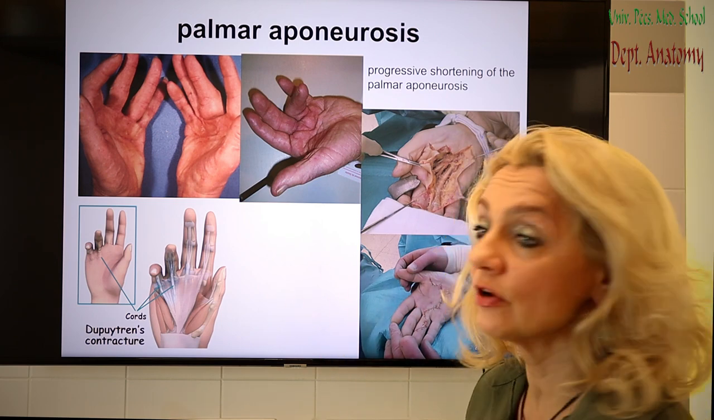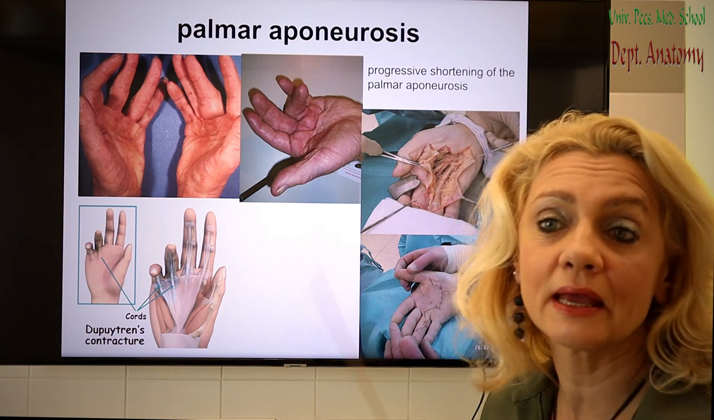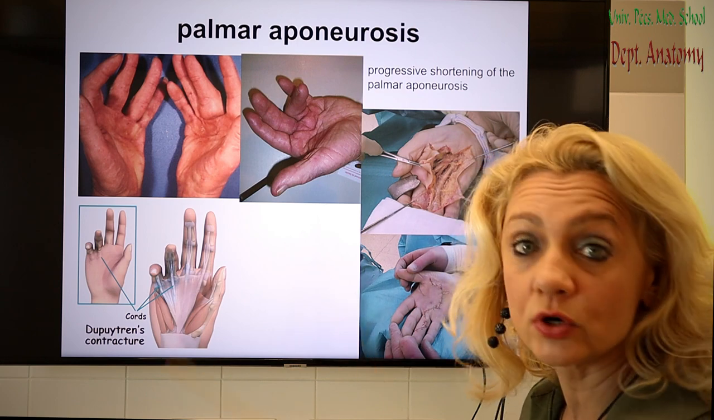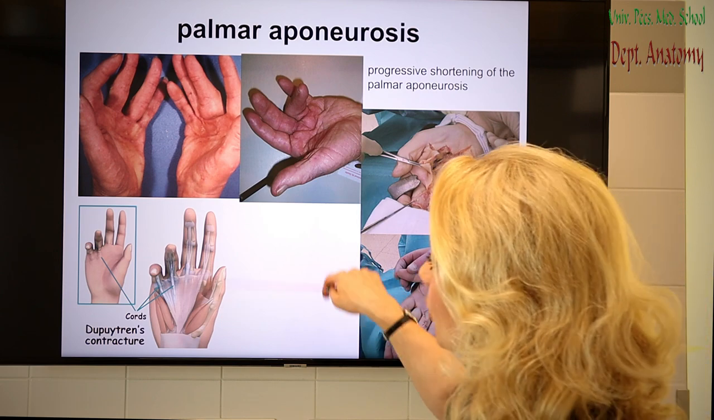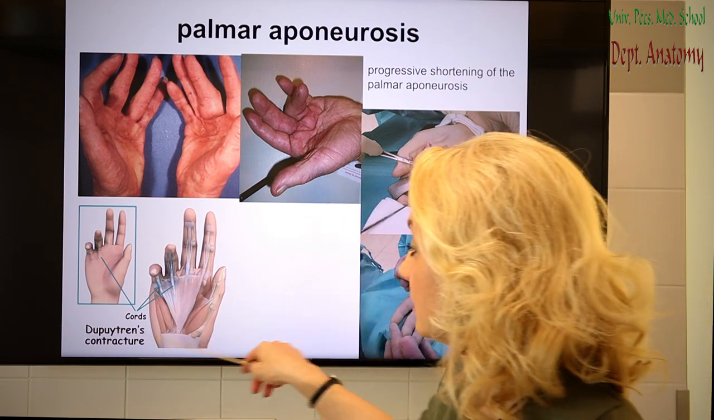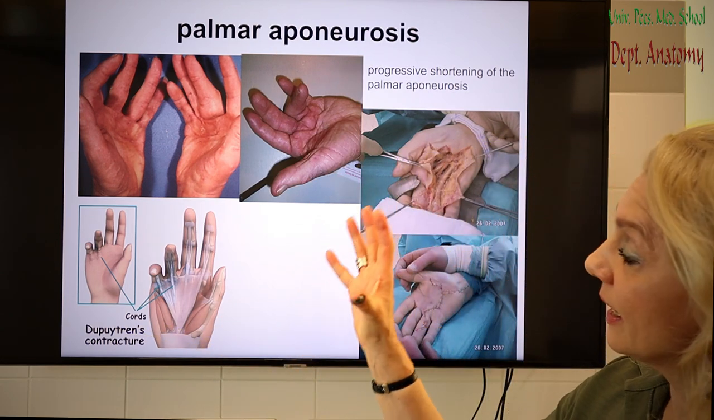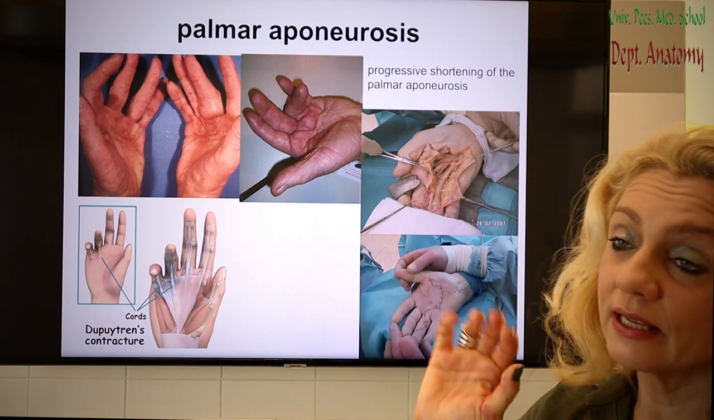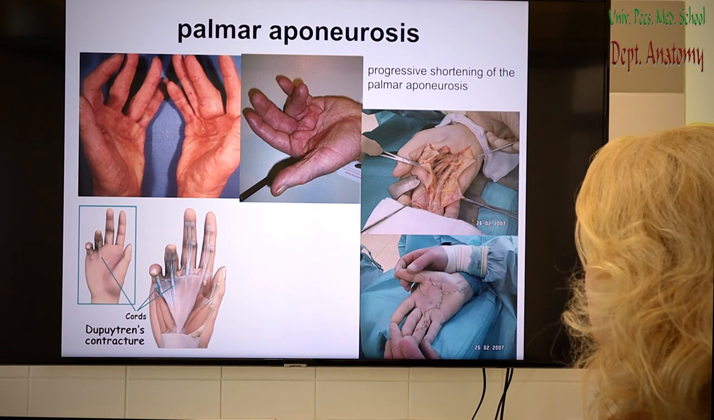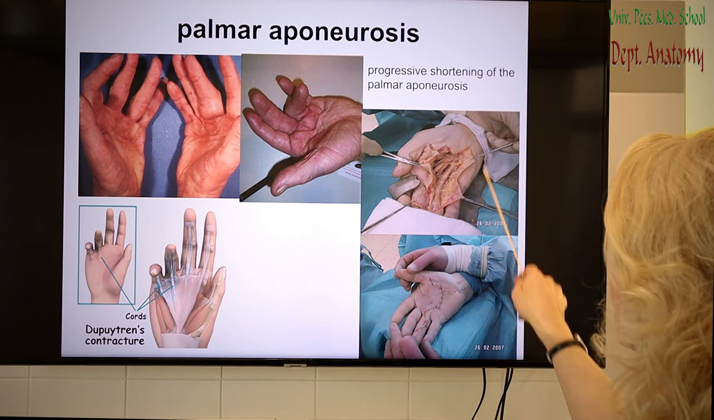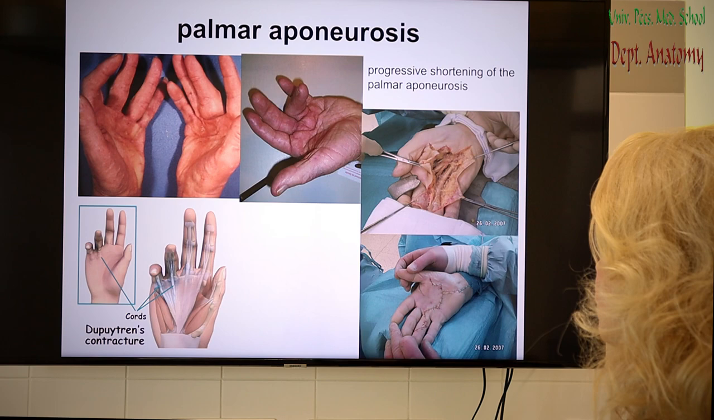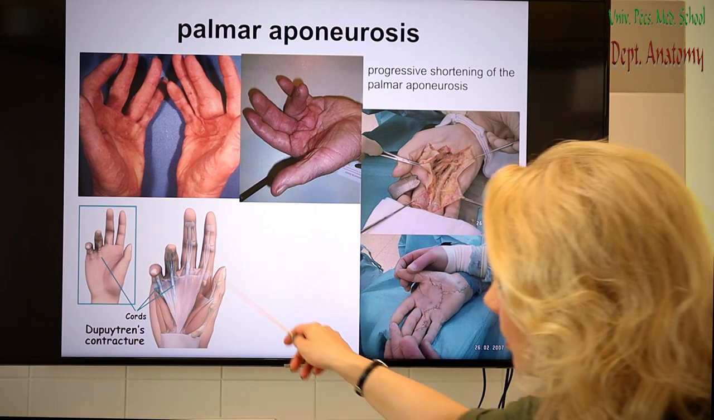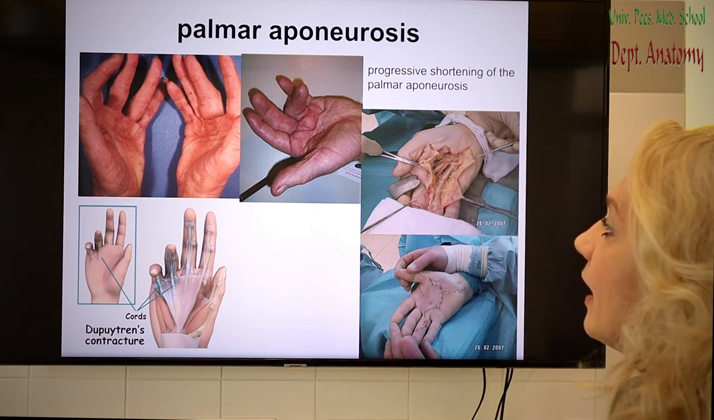mainly because of repeated trauma, repeated mechanical stress. If somebody works, for example, with the hand, then these can be contracted. It's called the Dupuytren contracture. And then the patient cannot extend the fingers. And this is actually a very big operation, because the whole hand has to be cut up to cut these shortened fibers.